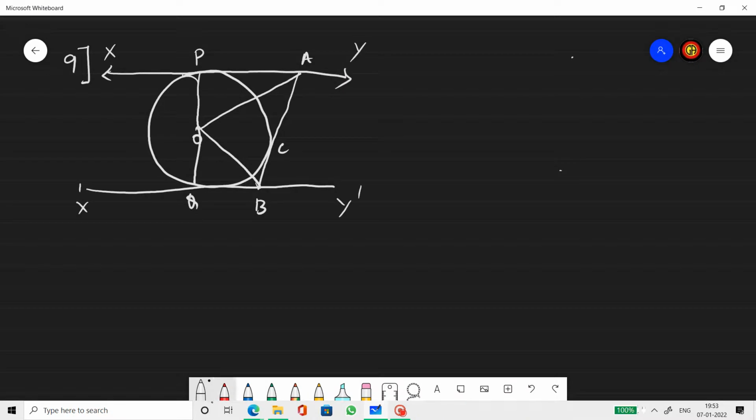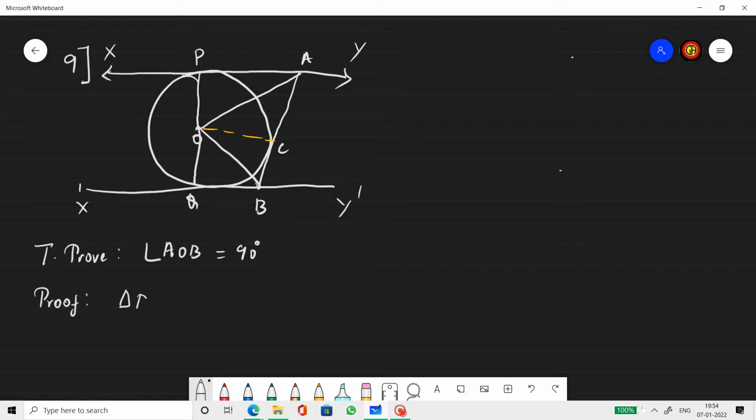So we need to prove: to prove, angle AOB equals 90 degrees. Now the construction is, I'm just going to join OC. So I'm joining OC here. Proof.